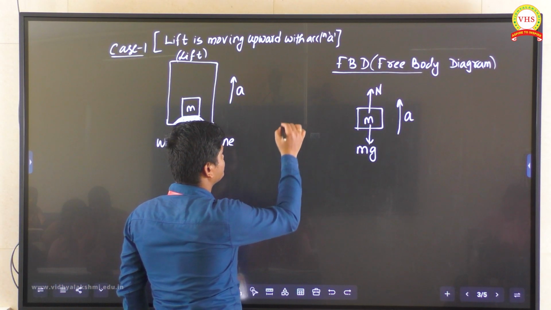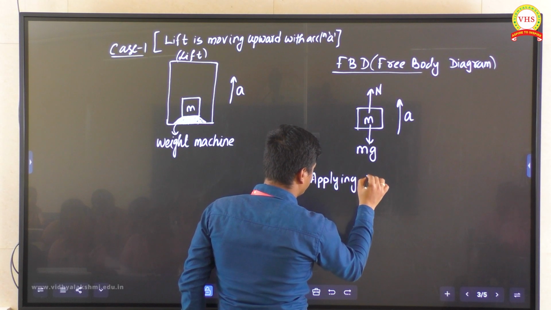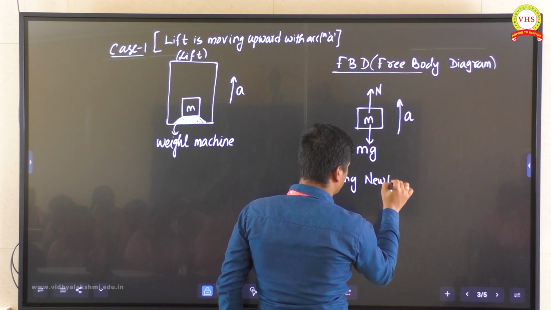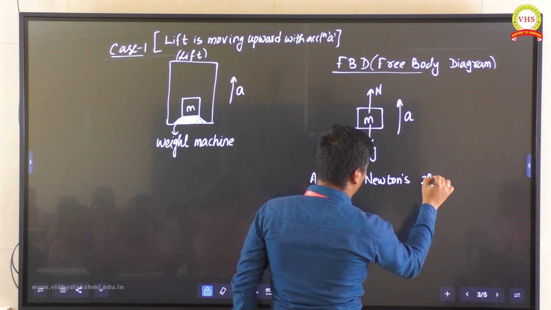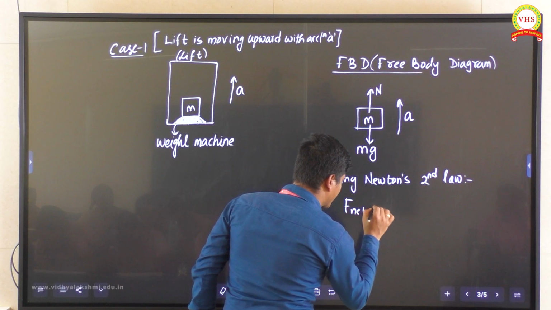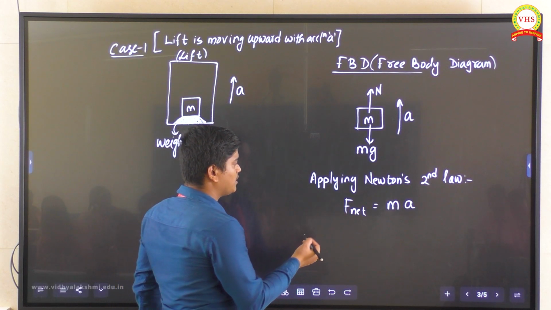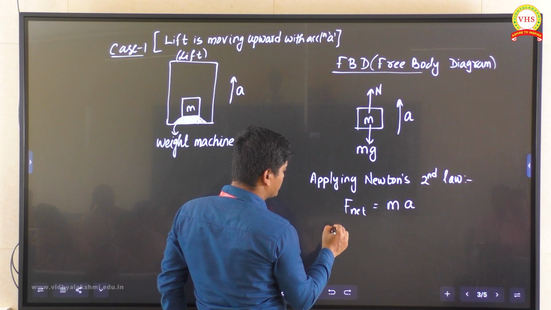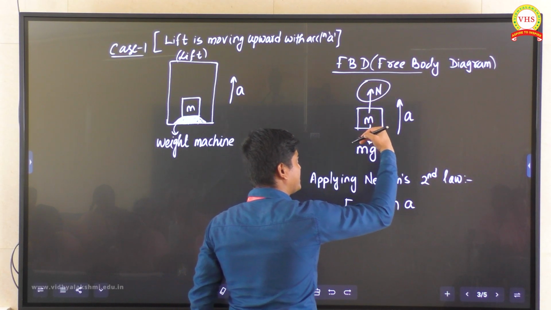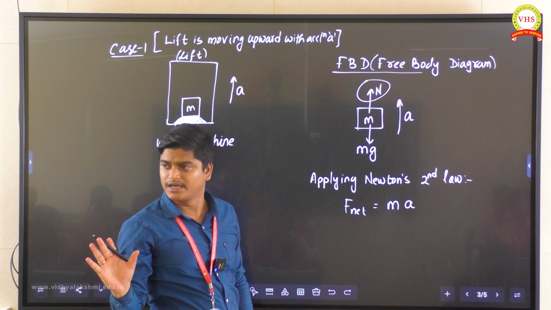second law. We will apply Newton's second law. What is Newton's second law? Net force acting on the object is basically mass times acceleration, when mass is constant. Now next listen, F net is nothing but the total net force acting. Now see, this force is able to take this object in the upward direction, which means this N value is greater.